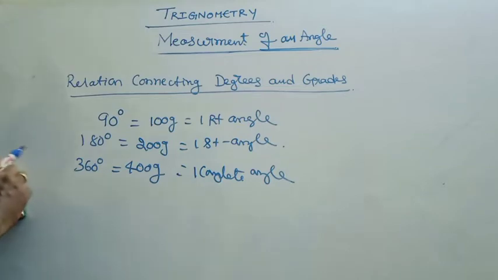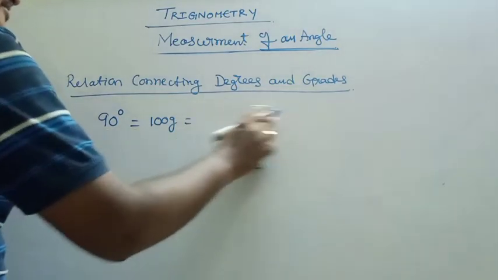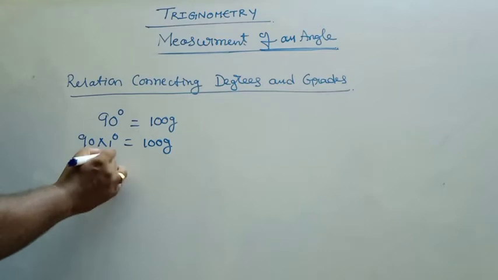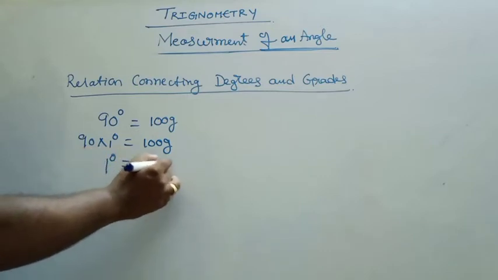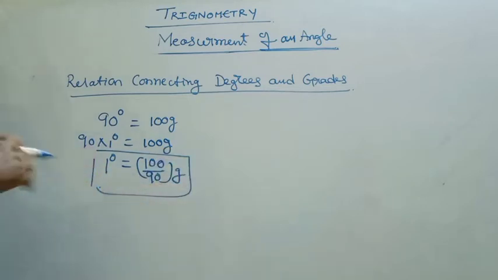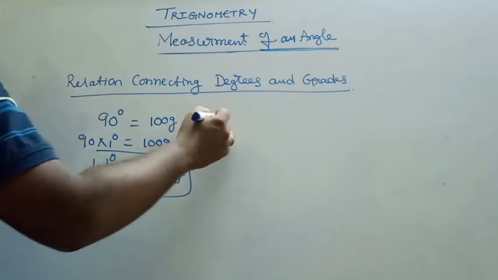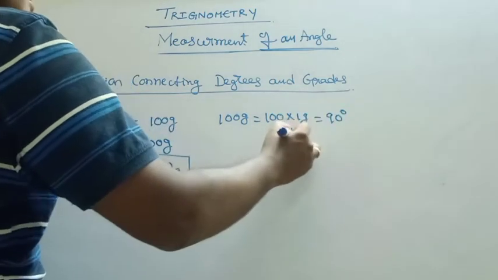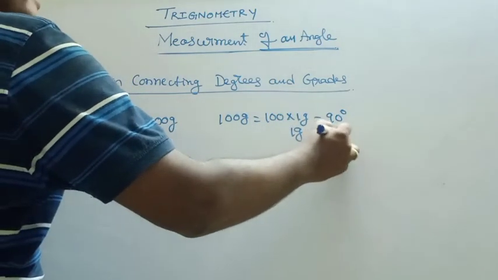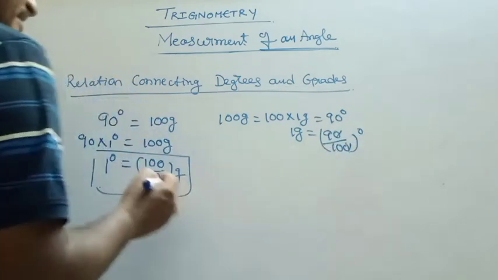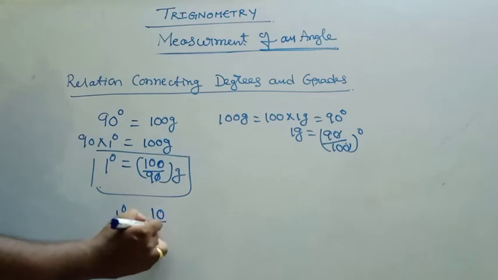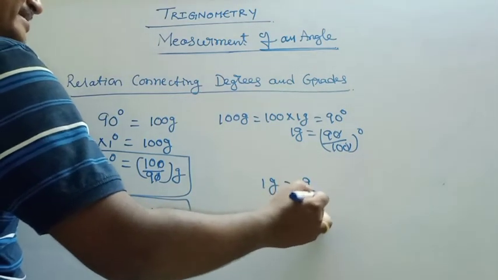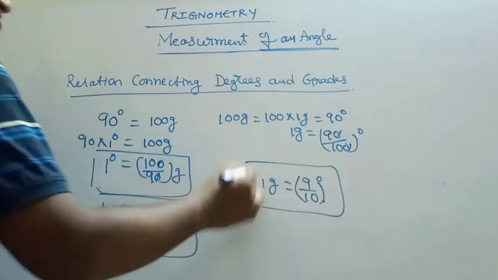Now take one right angle. 90 degrees means 90 into 1 degree, which is equal to 100 grades. So 1 degree is equal to 100 by 90 grades. This is how we convert degrees into grades. Next, suppose you have 100 grades. I can write it as 100 into 1 grade, equal to 90 degrees. So 1 grade is equal to 90 by 100 degree. Cancelling zeros, 1 degree is equal to 10 by 9 grade, and 1 grade is equal to 9 by 10 degree. These conversions are very important.